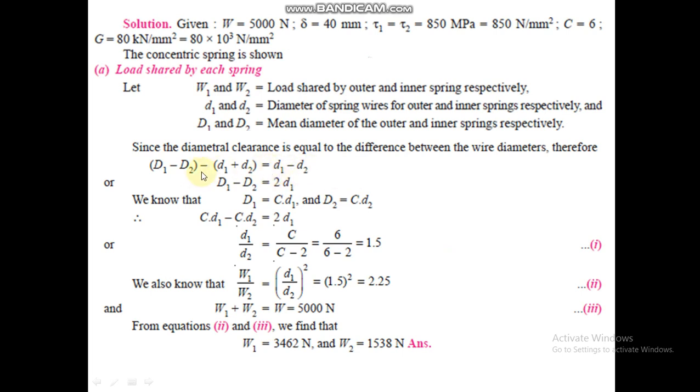Okay, so from here we will get D1 minus D2 is equal to 2d1. Okay, so we know that D1 is equal to Cd1 and D2 is equal to Cd2. So then we will put the values of D1 here and D2 here, and we will make a ratio d1 by d2 is equal to C by C minus 2. Put the value of C and you will get d1 by d2.